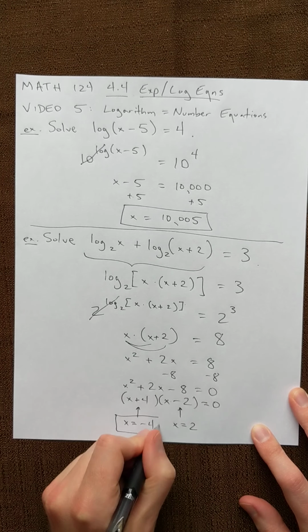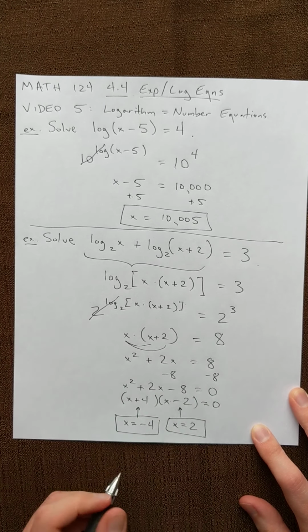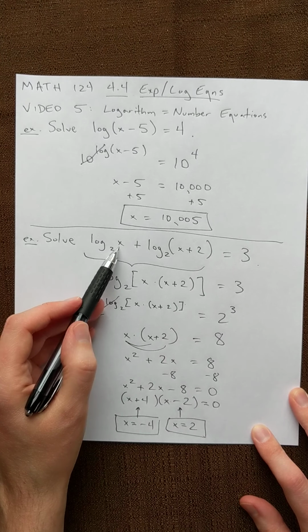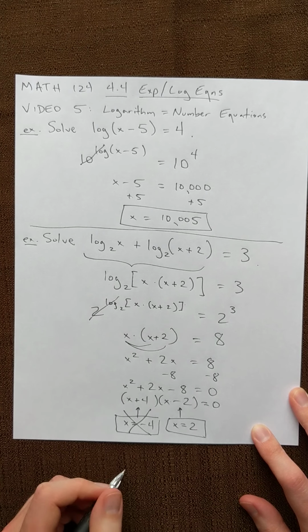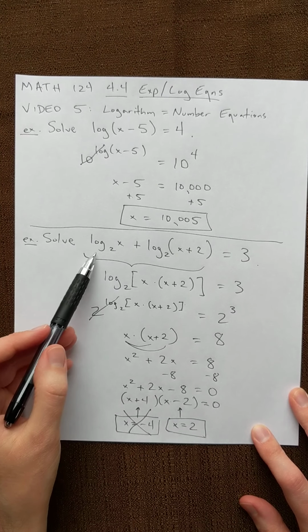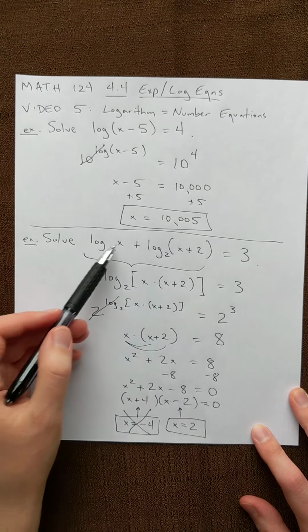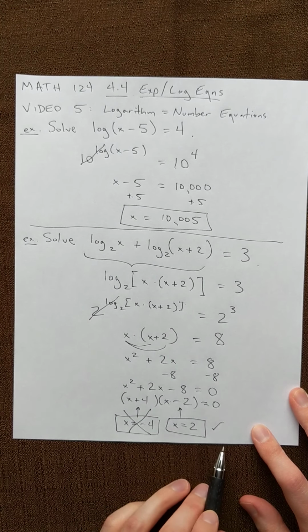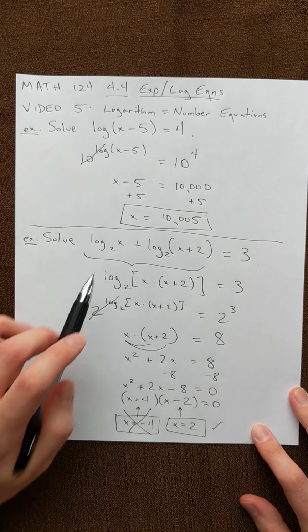So we have two answers, but if you stare at the two answers, this one isn't actually going to make sense because we can't take log of a negative number. So I'm just going to cross it out right away. You should probably check for yourself. If you plug in 2 into the left-hand side, you actually get 3. So x equals 2 should check out. I think you should double check on your own.